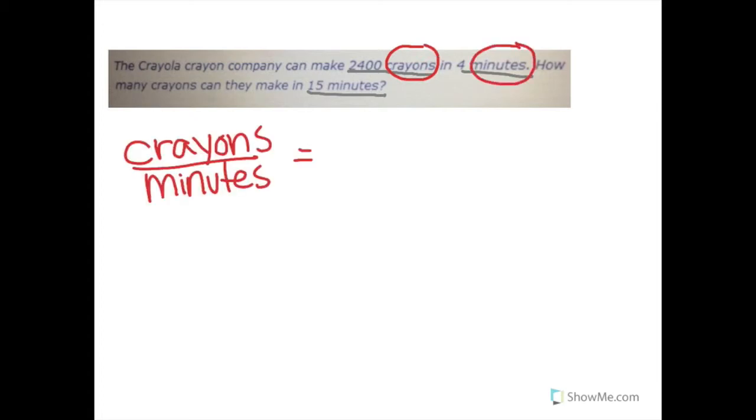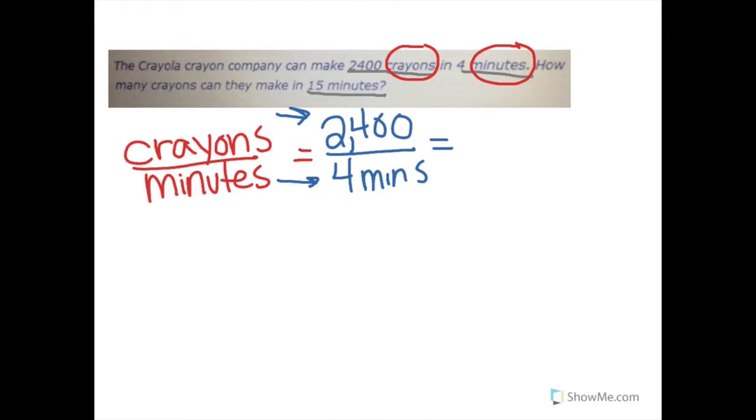The first ratio I have is I know that if I have 2,400 crayons, that goes on the top with the crayons, it's going to take me 4 minutes. So 4 goes on the bottom with the minutes. And it's asking me how many crayons can they make in 15 minutes. So 15 is going to go on the bottom because it's minutes. And we don't know how many crayons, so I'm going to put an X there because it's an unknown.